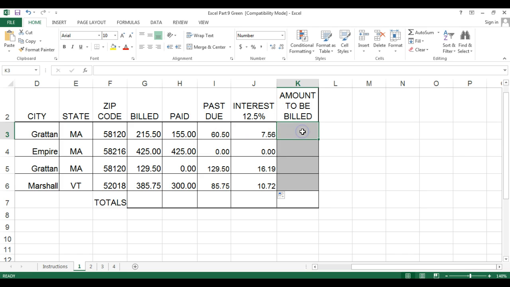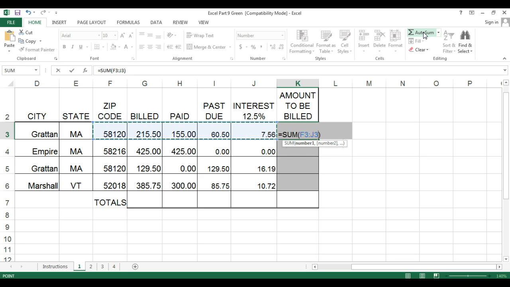And there's a couple ways you can do this. You can do it the long way by putting an equal sign, clicking on past due, plus sign, clicking on the interest here. Or you can go up to auto sum. But notice what happened when I did the auto sum. I told you this before, that Excel will highlight all the numbers, right, wrong, or indifferent, it's just going to highlight numbers because that's what it's told to do.